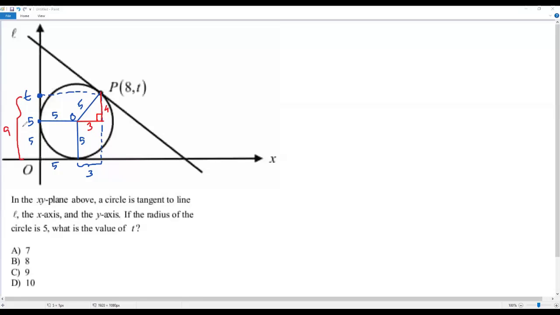That is 9 because the length over here is 4. 5 plus 4 is 9. So what must be the value of t? So clearly the value of t is 9. We find 9 in answer choice C. The correct answer choice for this question is C.